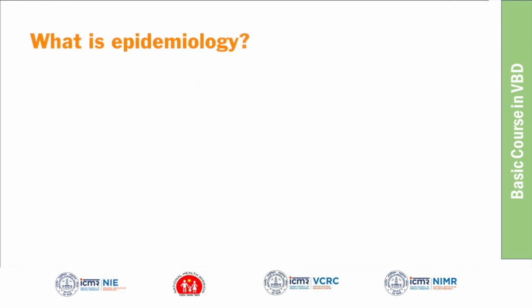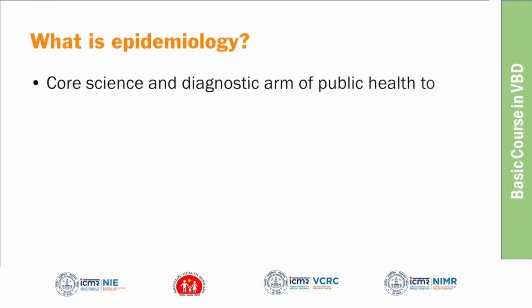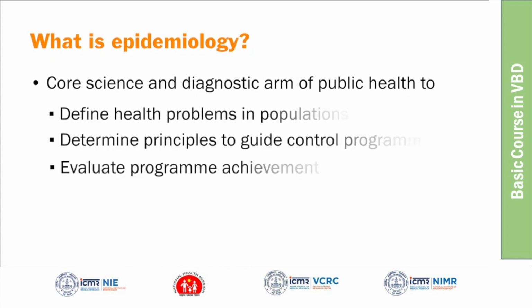Epidemiology is a core science, and we call this the diagnostic arm of public health. The reason why we call it the diagnostic arm of public health is because as a science, epidemiology is used to detect, to diagnose problems in the population so that action can be taken through various methods, including organized programs and sometimes as a response to emerging problems.